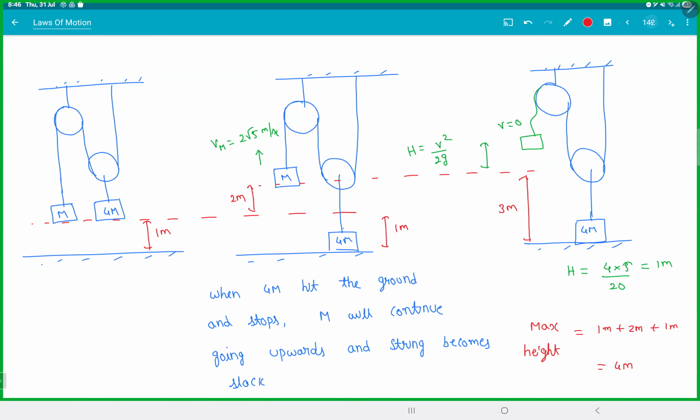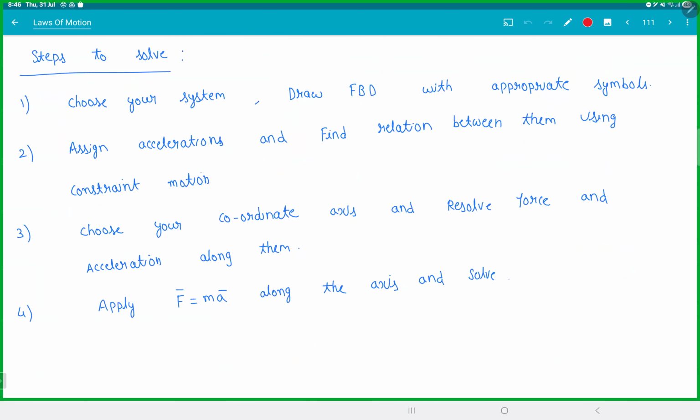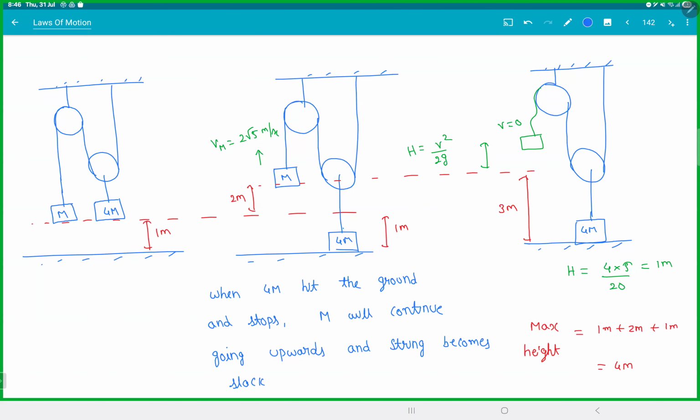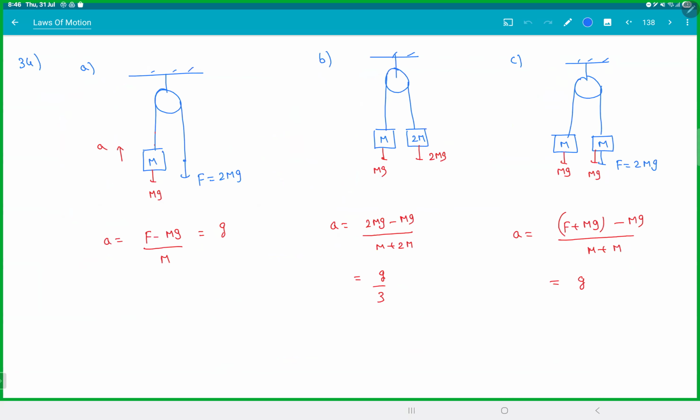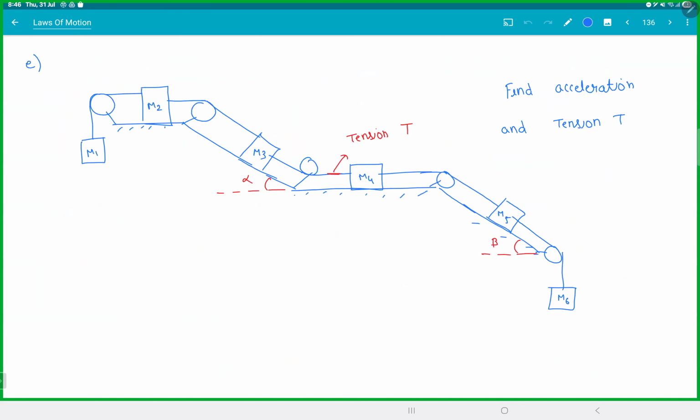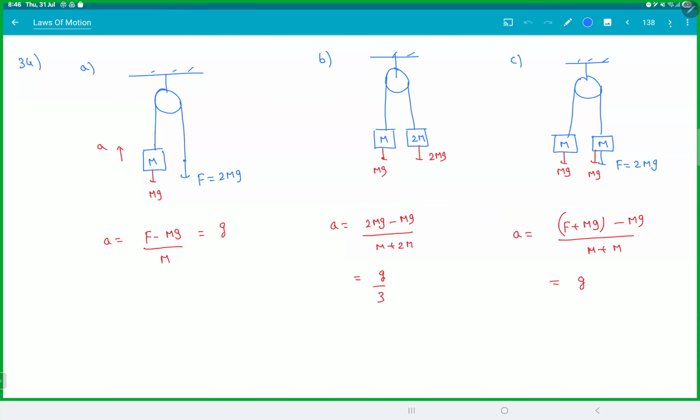Like I keep saying, follow the process. Choose a system, draw the FBD, assign accelerations, find the relation between them. Choose your coordinate axis, resolve the forces, apply F is equal to ma, solve. As long as you know the process, everything will fall in place. Let's see one more. If you see the last method that I taught you, the net pulling force method, you cannot use that here. So you have to go back to the standard thing.